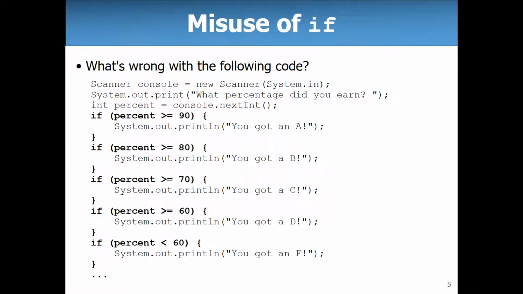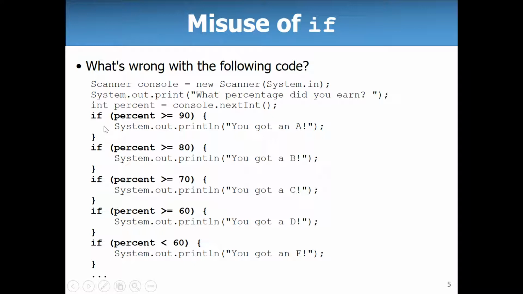So here's an interesting, common thing that happens. Scanner console is equal to a new Scanner(System.in). System.out.print, what percentage did you earn? So here we take in a number from 0 to 100, whatever your score is in a class, for example. The intention here is that if you put in something 90 or above, you get an A, 80 or above, you get a B. But that's not how it's written. Remember, your computer is an evil genie. It will do exactly what you say.